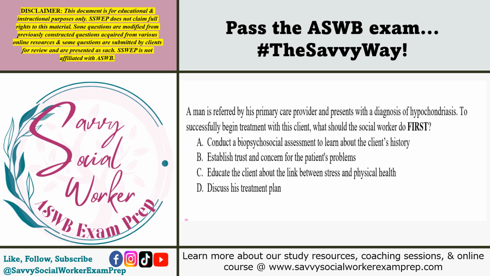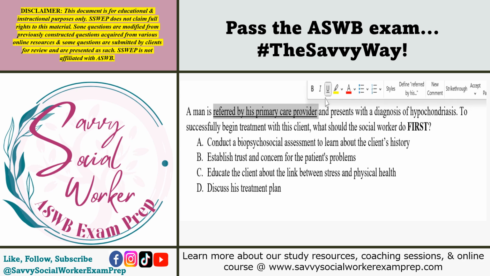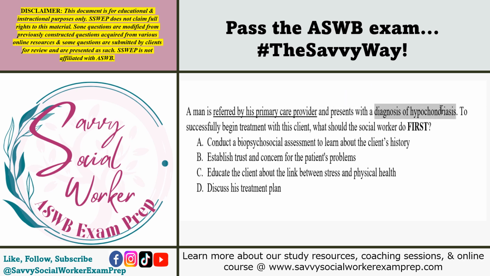A man is referred by his primary care provider and presents with a diagnosis of hypochondriasis. To successfully begin treatment with this client, what should the social worker do first? Okay, so we know that this man was referred by his primary care provider and he has this diagnosis, which I'm not going to continue to butcher the name, but y'all see it. To successfully begin treatment, so we're talking about beginning treatment, what is going to be the most important thing?